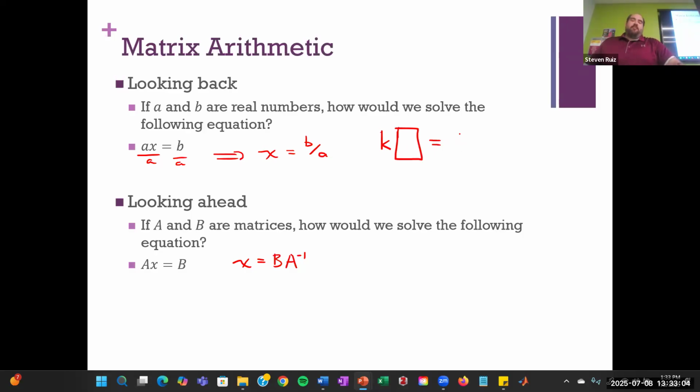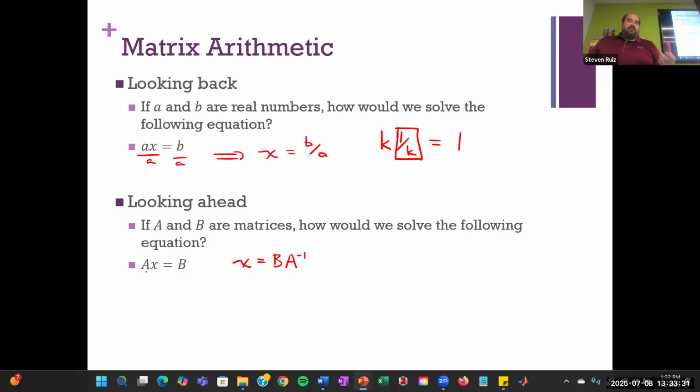What's the identity in real numbers? 1. What's the thing that I can multiply by k to get 1? 1 over k. You've probably never thought about it this way, but most real numbers have a multiplicative inverse. We call it a reciprocal. There's only one number that does not have a reciprocal. What is it? 0. Can't multiply 0 by anything to get 1.